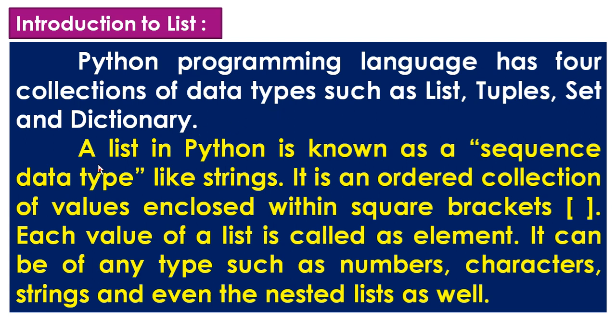What is list? A list in Python is known as a sequence data type like strings. It is an ordered collection of values enclosed within square brackets. A list is nothing but a sequence of elements that is enclosed with square brackets. Each value of a list is called an element. It can be of any type such as numbers, characters, strings and even a nested list.